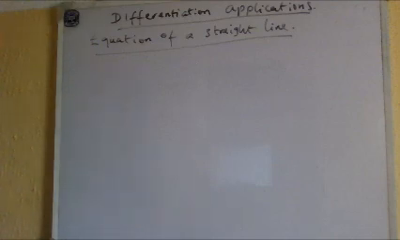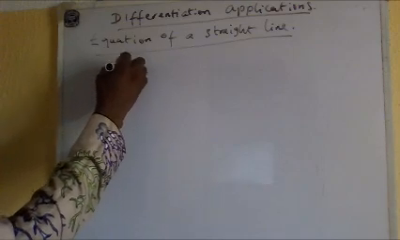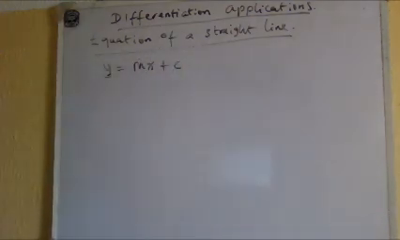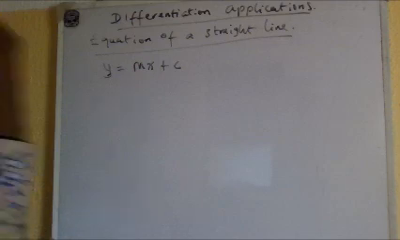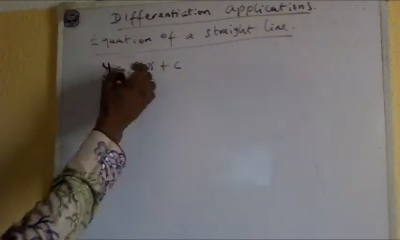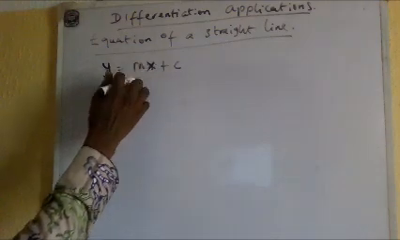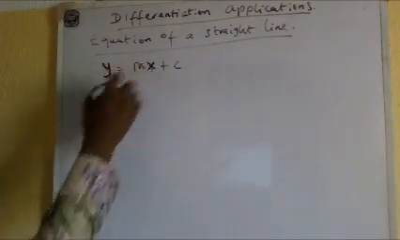In today's video, we'll be looking at differentiation applications, and we'll see how we apply differentiation. We'll start by analyzing the equation of a straight line. So the basic equation of a straight line is y equals mx plus c, where y is the variable on the y-axis and x is the variable on the x-axis. M is the gradient or slope.